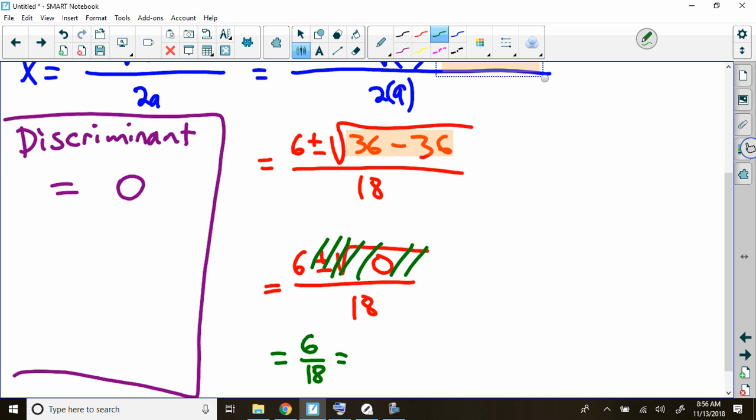1/3. But quadratic equations are supposed to have two answers. So what's our other answer? And please don't say -1/3, because it's not -1/3. So what's our other answer? Anybody have any ideas? One of our answers is 1/3. What about the other one? Maybe we better look at another way of solving this.